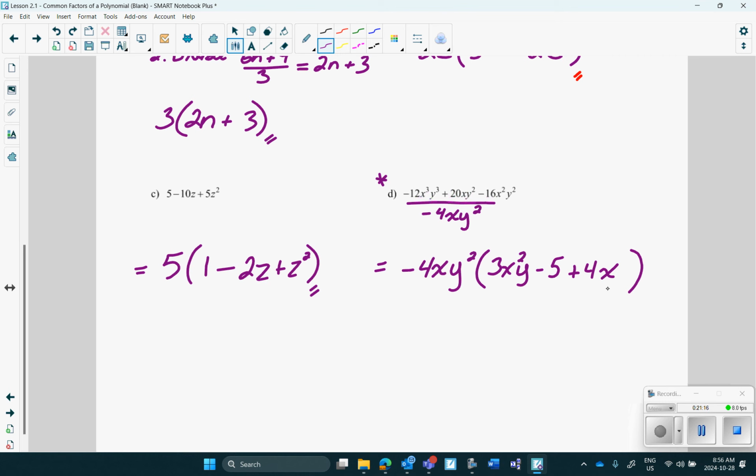And again, you can always check your answers by multiplying back through to see if you got it right. That's the beauty of factoring. Any questions? Yeah. Are you subtracting the exponents or dividing? Sorry, I thought you said, are you subtracting the exponents? You're subtracting the exponents, yes.